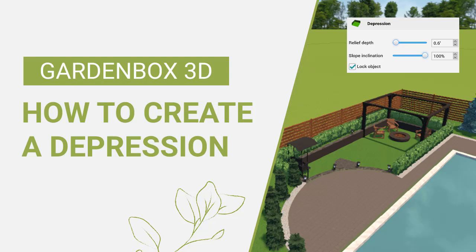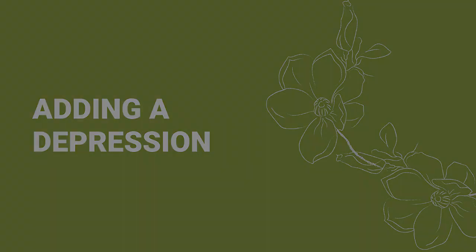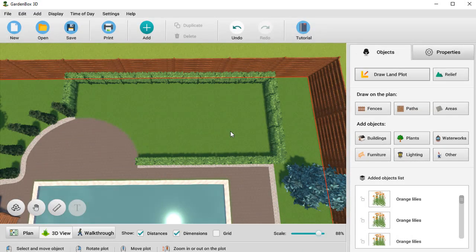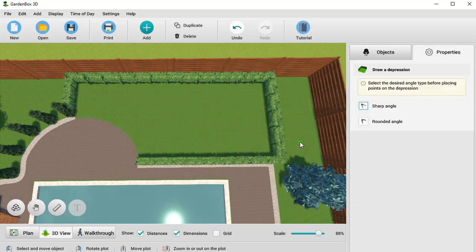In this video, we'll show you how to add a depression to your landscape plan using GardenBox 3D. Once you have your plot outlined, hit the Relief button and click Create a Depression. Choose the desired shape and start drawing.